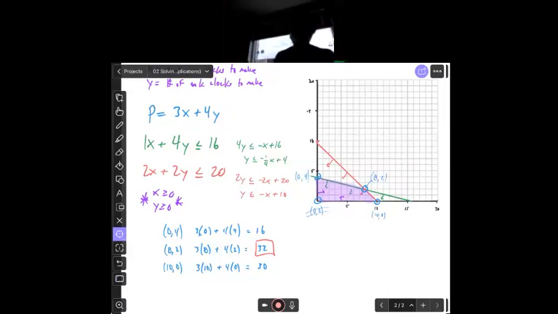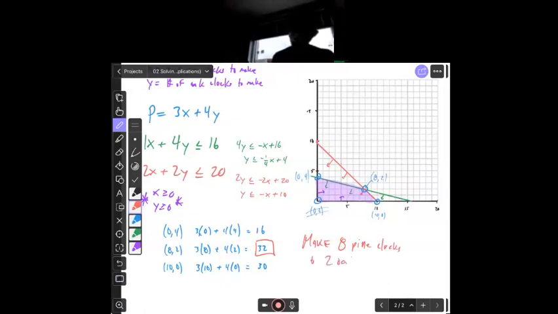That's just a coincidence. So again, what does that mean? What did 8 stand for? That was the number of pine clocks. 2 stood for the number of oak clocks. So make 8 pine and 2 oak. So just interpret your answer, make sense of it.